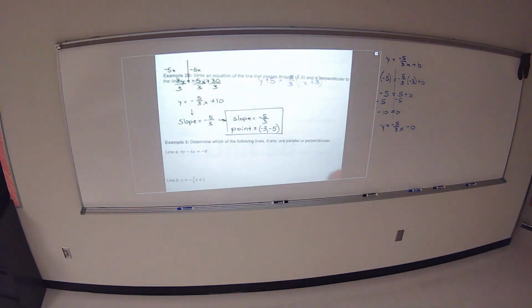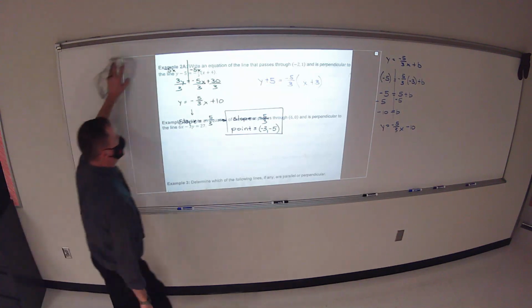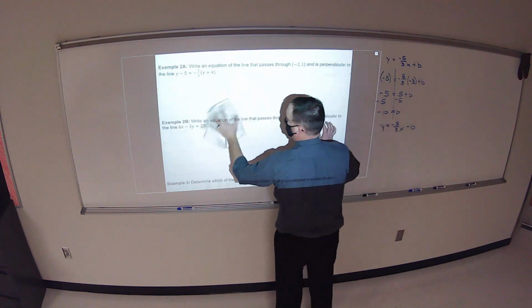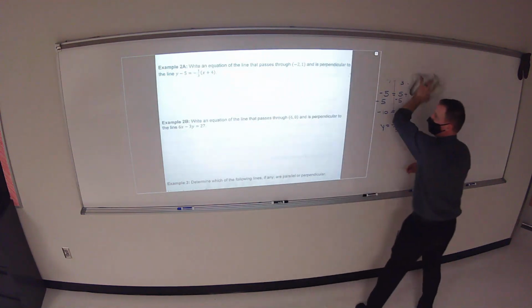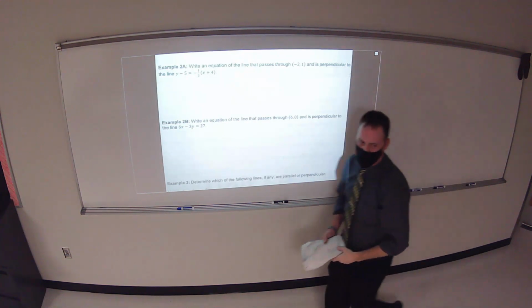Now let's go to example 2a. Write the equation of the line that passes through (-2, 1) and is perpendicular to the line y minus 5 is equal to negative 1/3 times the quantity of x plus 4.